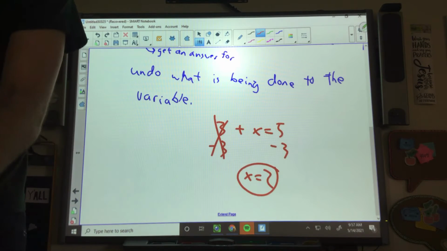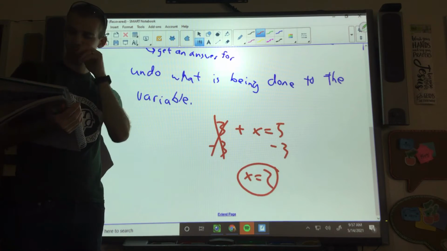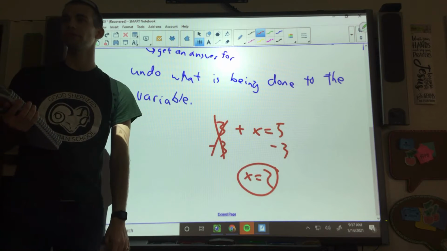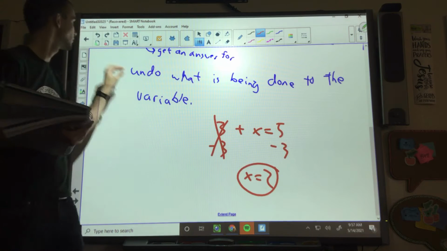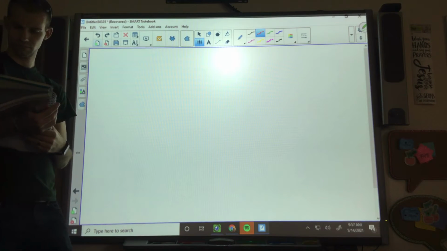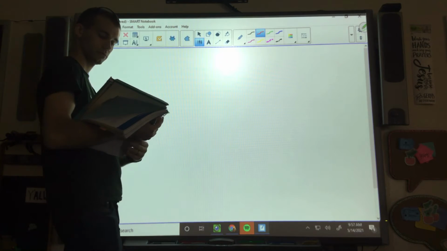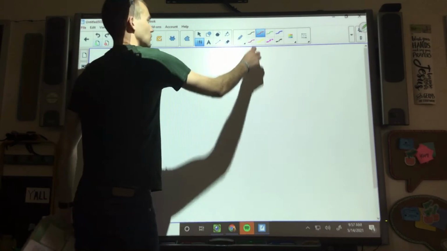All right, let's go to page 208. A. Can I have someone read A for me? You ready? Randy is... read A. Write an expression to show Randy's age 1 year from now.